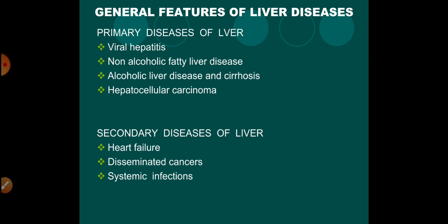The general features of liver diseases: primary disease. The liver disease can be a primary disease of the liver, like viral hepatitis, or the liver disease could be secondary to a systemic disease like heart failure or disseminated cancer.